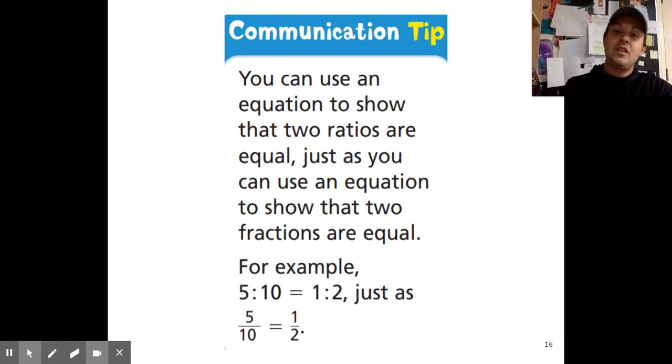Communication tip. You can use an equation to show that 2 ratios are equal, just as you can use an equation to show that 2 fractions are equal. For example, 5 to 10 is equal to 1 to 2, just as 5/10 is equal to 1/2.